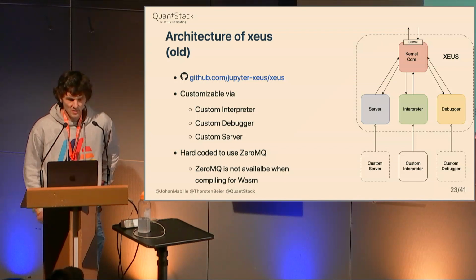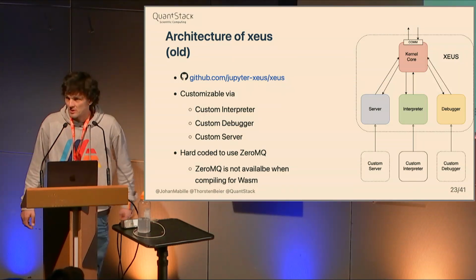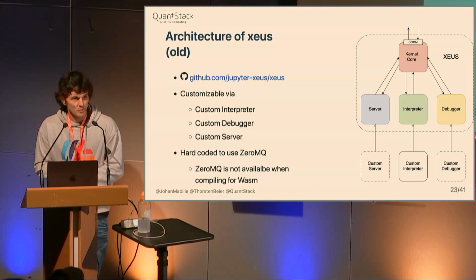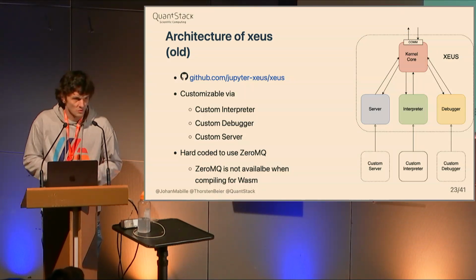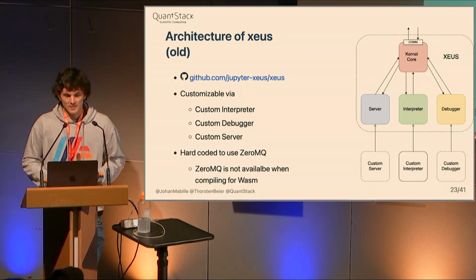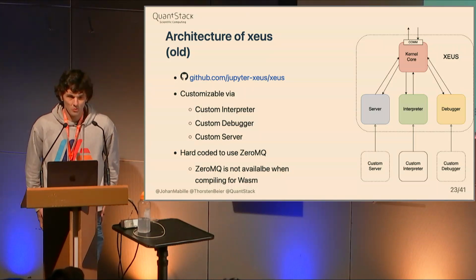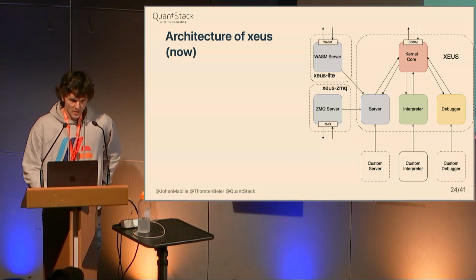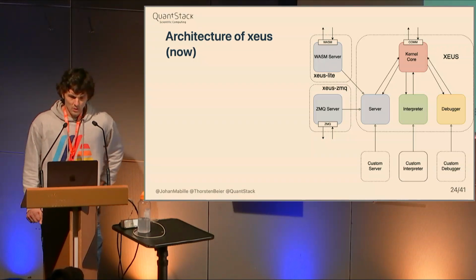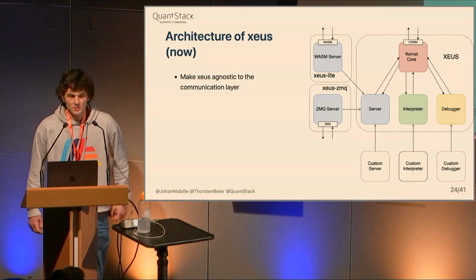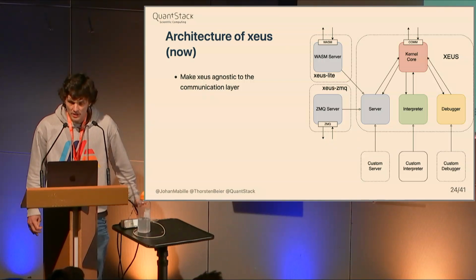The problem is 0MQ is not available when you compile for Wasm, because WebAssembly is a sandbox, so it gives you strong security guarantees. And therefore, it does not allow sockets and all that cool stuff. So we have to do something else. So what we did now is we made Xeus agnostic of the communication layer.